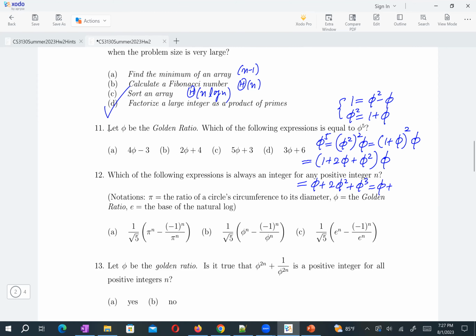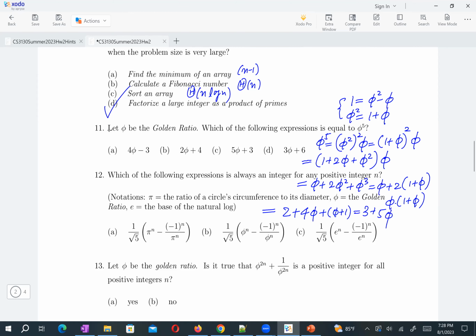Phi squared, 2 phi squared, replace with 1 plus phi. Phi cubed, phi times 1 plus phi. Okay, yeah. So that's simplified. 2 plus 2 plus 3, 4 phi plus phi squared, right? So phi squared, another phi plus 1. So 3 plus 5 phi.